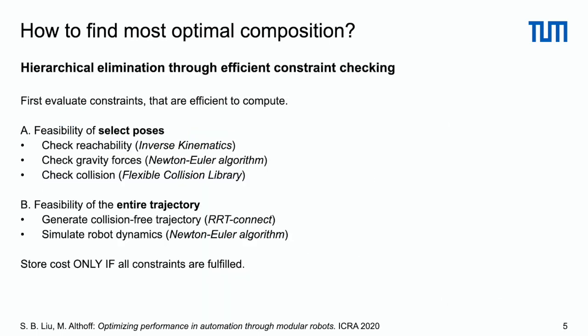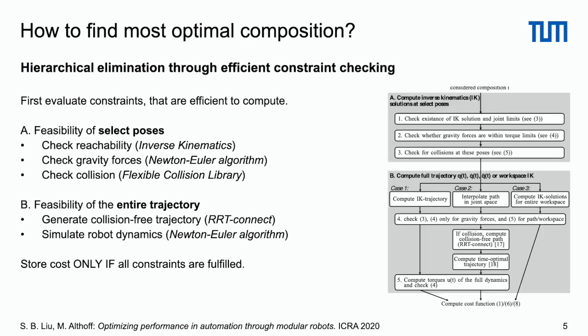The second idea is to use a hierarchical elimination approach through efficient constraint checking, meaning that we first evaluate constraints that are efficient to compute, such as analyzing the feasibility of selected poses, before checking the feasibility of the entire trajectory. We check the reachability using inverse kinematics, gravity forces using the Newton-Euler algorithm, and collision using the flexible collision library. To generate collision-free trajectories, we use RRT-Connect and subsequently simulate the robot dynamics using the Newton-Euler algorithm. If any of these feasibility checks fail, the composition is instantly eliminated and the cost is not computed. The algorithm for all the task types can be found in the paper.